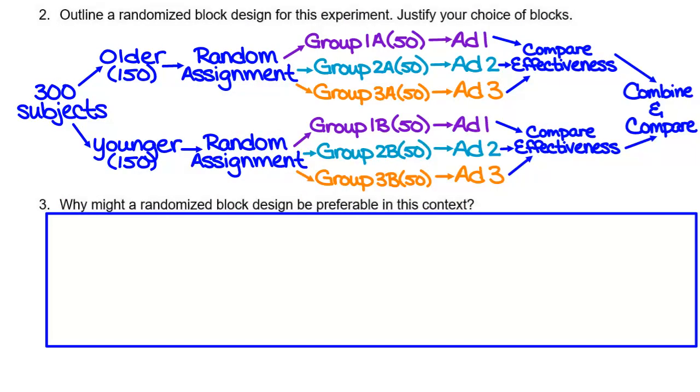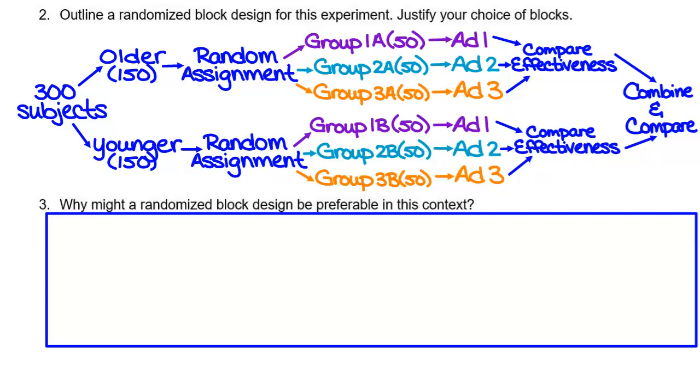So like I said, I split mine by age group, older and younger. And then random assignment for each of those blocks. I called them groups 1A, 2A, 3A, and then 1B, 2B, 3B. They each get assigned a different ad. We compare effectiveness within the blocks, and then we combine and compare at the end.